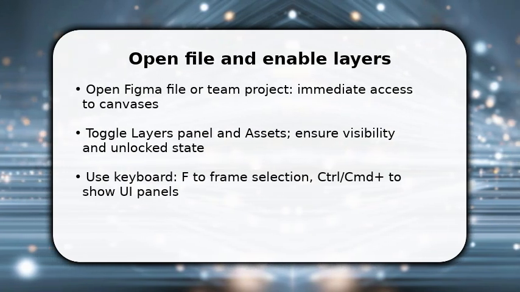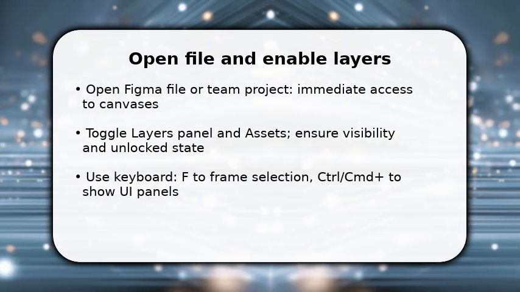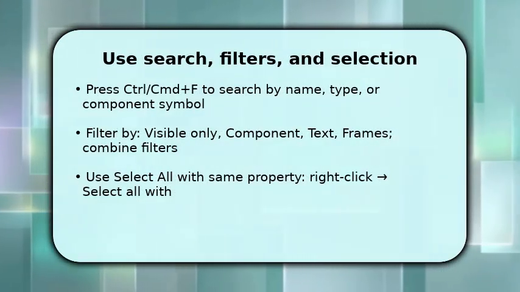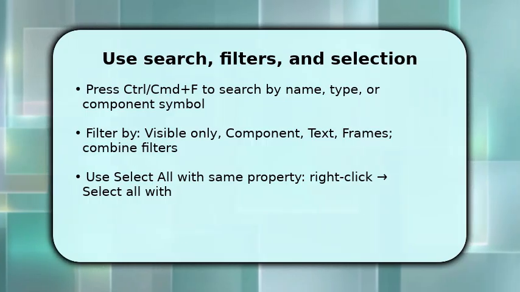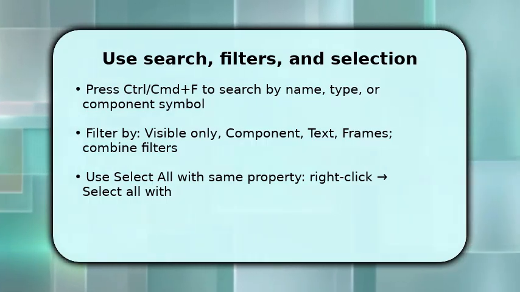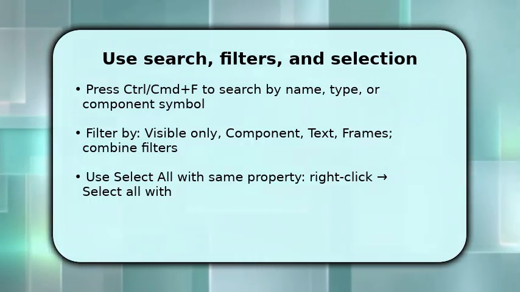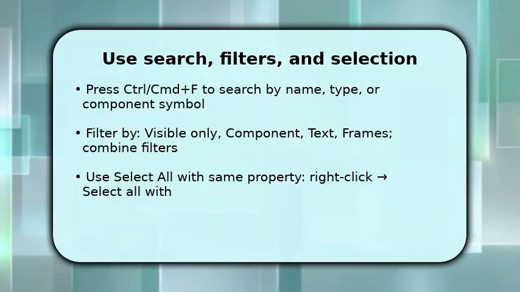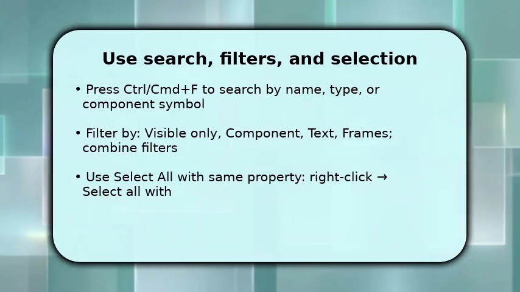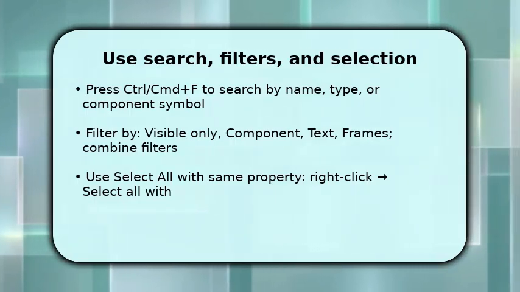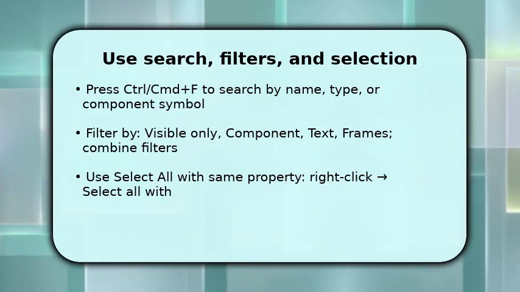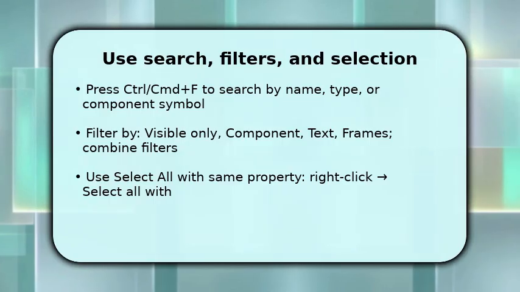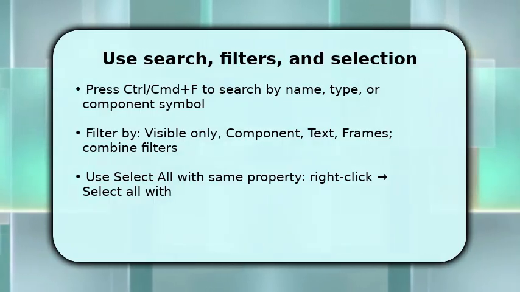Now focus on targeted searching and filtering to narrow results. Press Ctrl or Command plus F and type a name, component, or node type. Figma highlights matches in the canvas and layers. Then apply filters: visible only, components, text, or frames to trim noise. Combine filters to zero in on exact items. When you find one, use right-click and select All with Same to catch similar instances across pages. This method saves time.